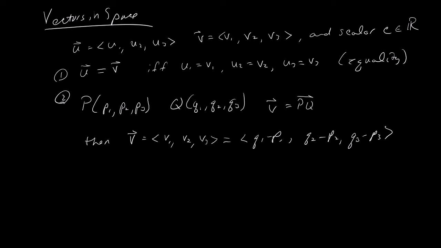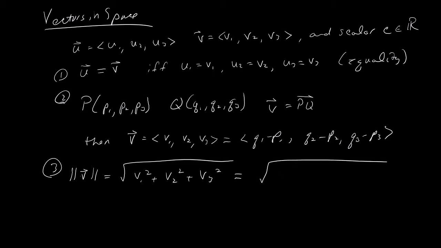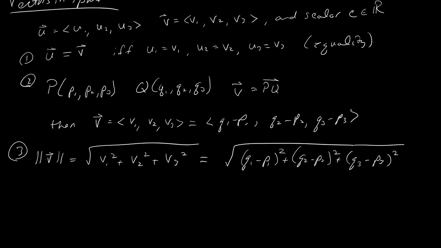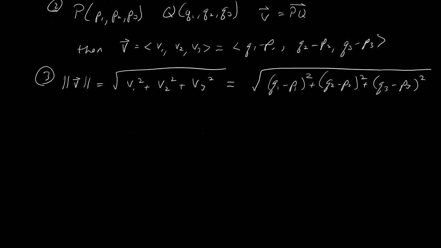All right, the magnitude of v. So again, this is really just our distance formula here. The magnitude of v is equal to the square root of v1 squared plus v2 squared plus v3 squared, or Q1 minus P1 squared plus Q2 minus P2 squared plus Q3 minus P3 squared. All right, there's our magnitude.